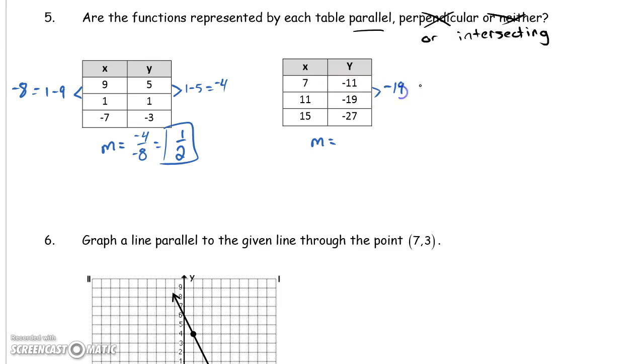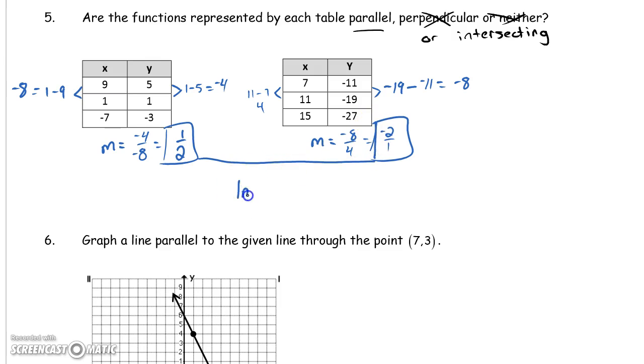y2 is -19 minus y1, which is -11. If you don't trust your own math skills, use your calculator. That's the same as -19 plus 11, we should get -8. x2 is 11 minus x1, which is 7, gives me +4. -8 over 4 is the same as -2 over 1. I see that in fact these two are not the same. That makes them intersecting.